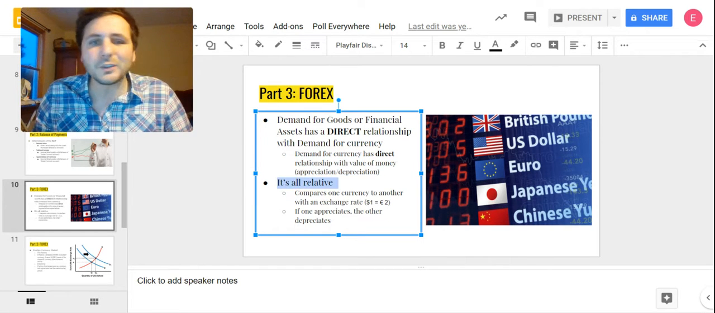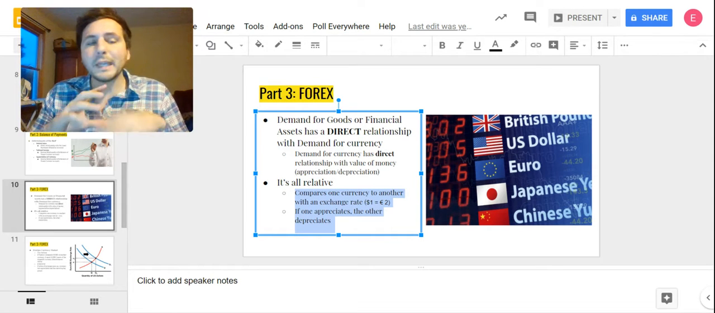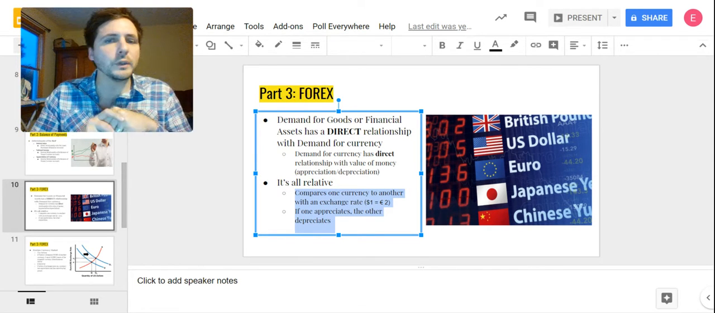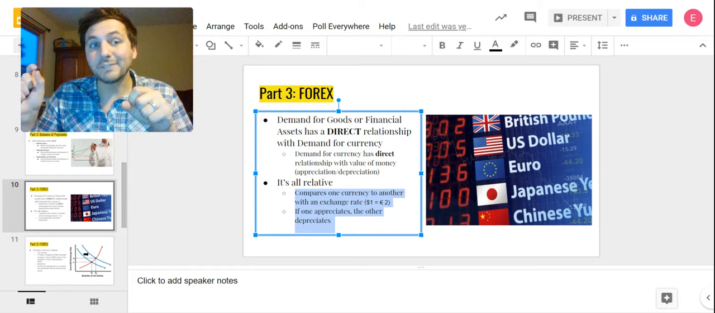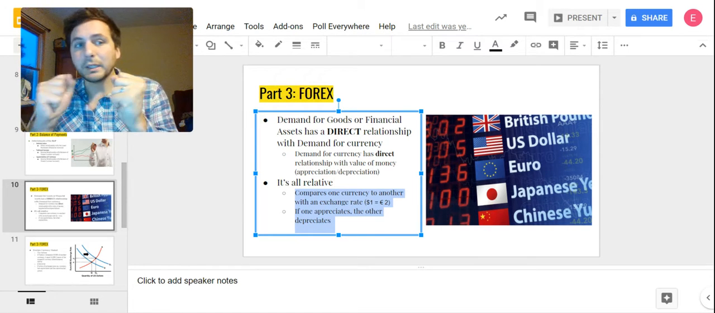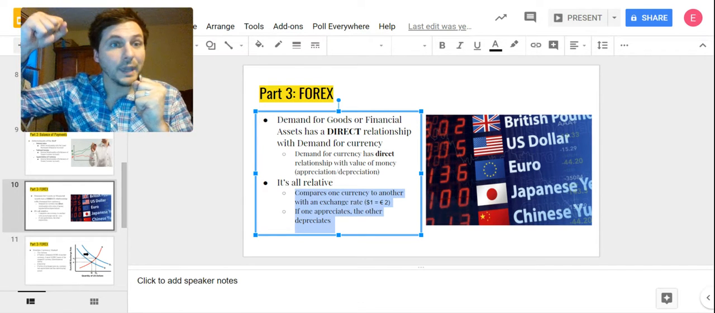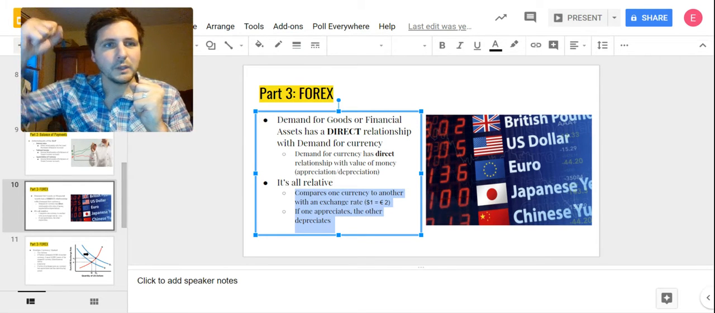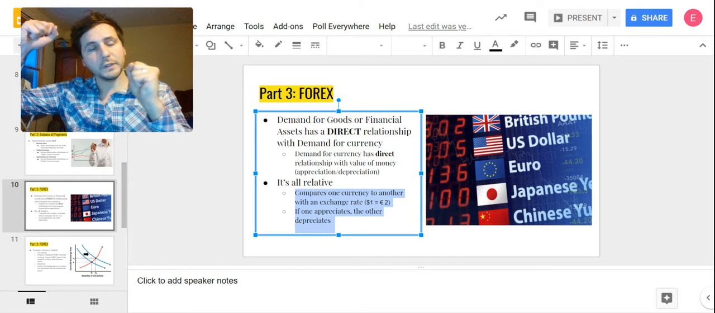Now, also keep in mind it's all relative, right? All of this is relative. So we're looking at one currency to another. So if the American dollar appreciates relative to the euro, then the euro necessarily must have depreciated relative to the American dollar. But if those two currencies are related that way, that doesn't mean anything about the yen, for example, the Japanese yen. So the American dollar can depreciate to the euro, but appreciate to the yen, right?